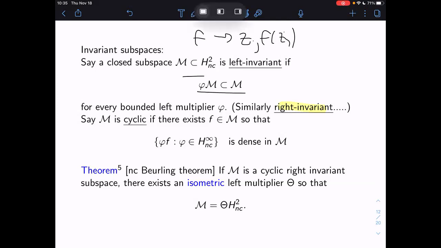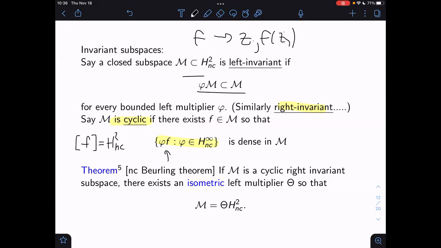Similarly, we can make a definition just like we do in the commutative setting. We talk about a cyclic vector. So a cyclic vector is one where, if I take any individual function, I can look at, say, the left invariant subspace it generates. So I can take all left multipliers on F and then close that up, and I get a space, the invariant subspace generated by F. You say F is cyclic if that invariant subspace is the whole space. In other words, multipliers times F are dense in the space. Or in other words, the cyclic invariant subspace generated by F is the whole space.